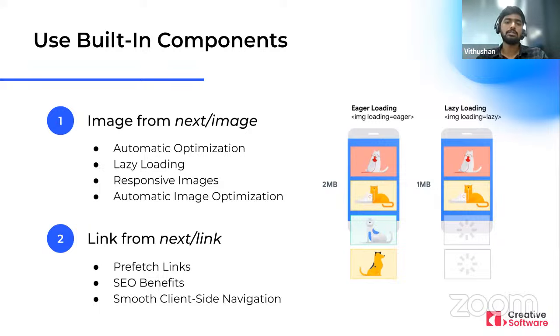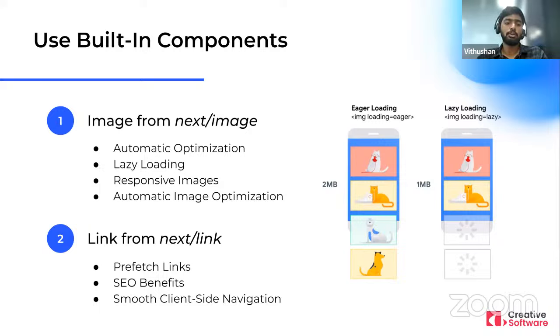In Next.js, the next image component is a wrapper component of the HTML image element. Why does a website take more time to load in a browser? Because of the images, right? So Next.js has created an image component to optimize the images and increase the performance. So it gives techniques like automatic optimization.